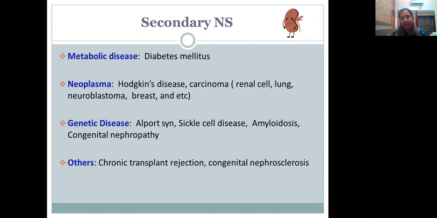Metabolic disease like diabetes mellitus, neoplasms like in case of Hodgkin's disease or carcinoma, renal cell carcinoma or neuroblastoma, breast, etc. And genetic disease like in case of Alport syndrome, sickle cell disease, amyloidosis, and congenital nephropathy. Others are cases where nephrotic syndrome might occur secondarily, in case of chronic transplant rejection or congenital nephrosclerosis.